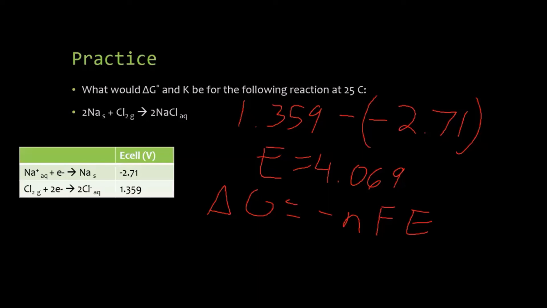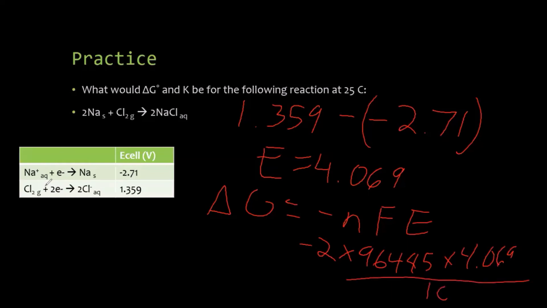So looking at our balanced chemical equation, what is the greatest common factor between this one and this one? 1 electron here, 2 electrons here. The greatest common factor is 2. So our delta G is going to be negative 2 times Faraday's 96485 times 4.069, and then we probably want to divide by 1,000 for good measure just to get this into kilojoules.